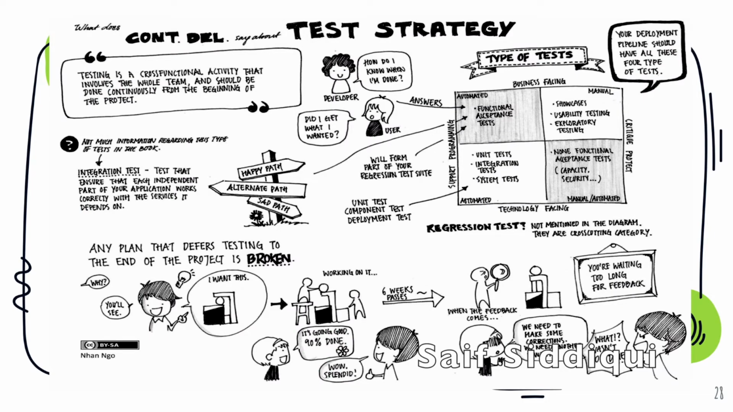It's a very good image which I got. We are going to see the overall picture of the test strategy. You can see the type of tests which we need to define in the test strategy. So business facing is having some requirement, and then there will be some automated tests like functional acceptance test. In manual, some showcases, usability testing, exploratory testing. These are manual tests which we need to do.